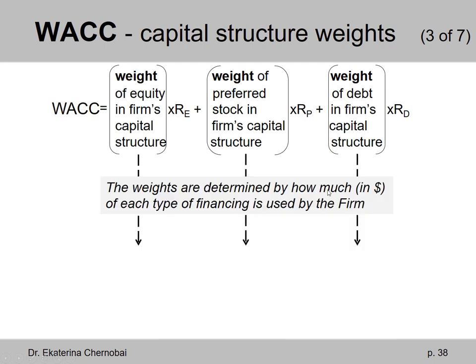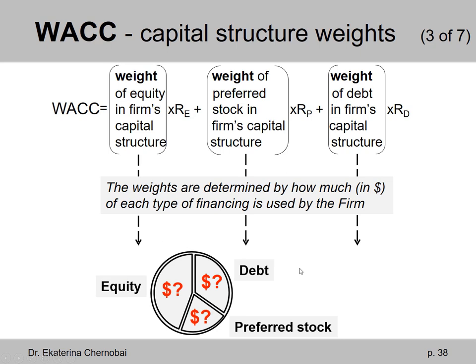The weights are determined by how much money in dollars of each type of financing is used by the firm. So you can imagine this pizza-looking image, which is the value of our firm, and you split this circle into three sectors, and the sizes of the three sectors are not necessarily the same. One sector is equity, another sector is debt, and the last one is preferred stock. And we need to find the value of these three sections of the firm value.